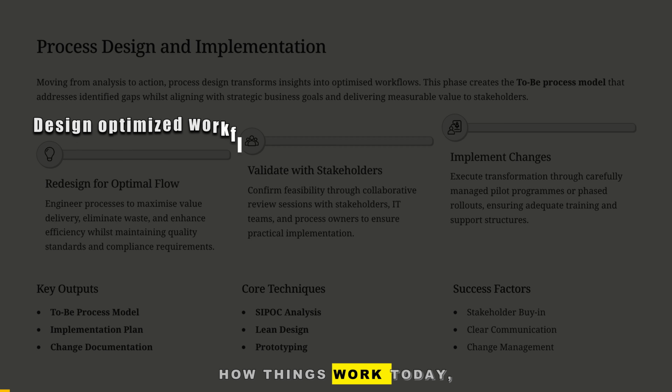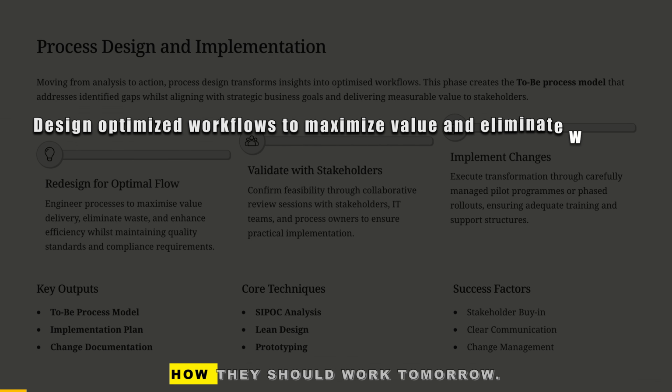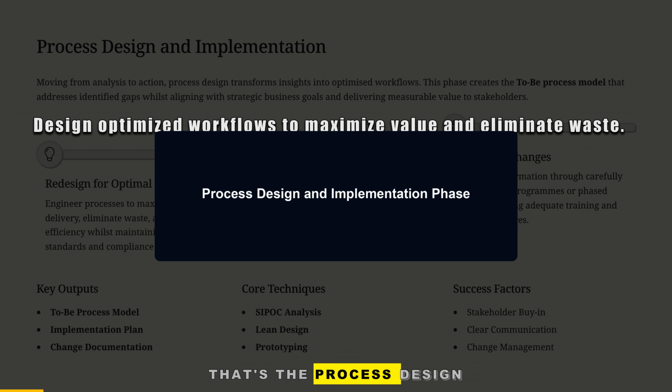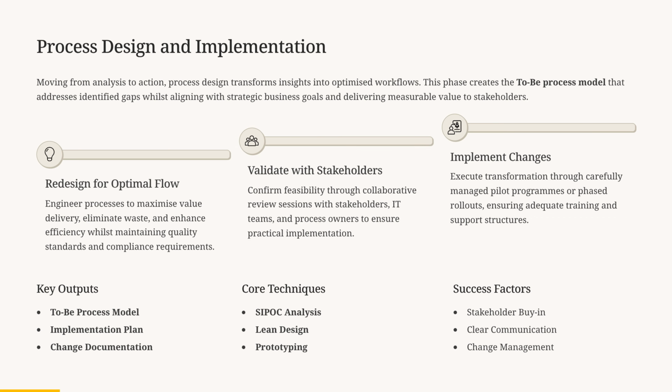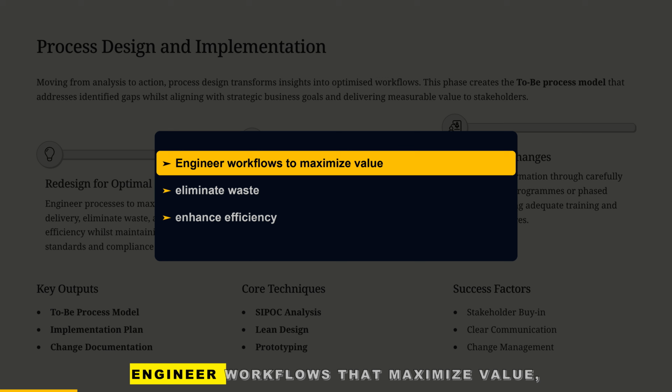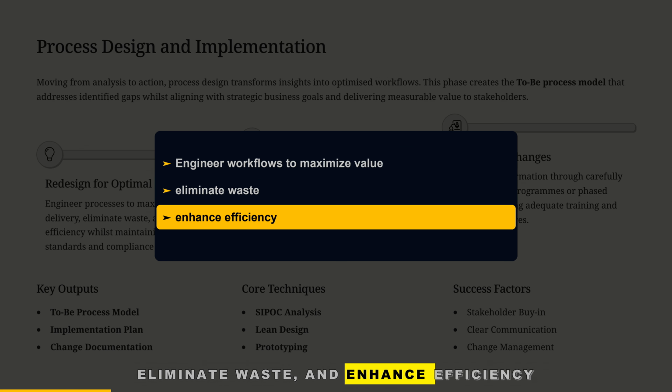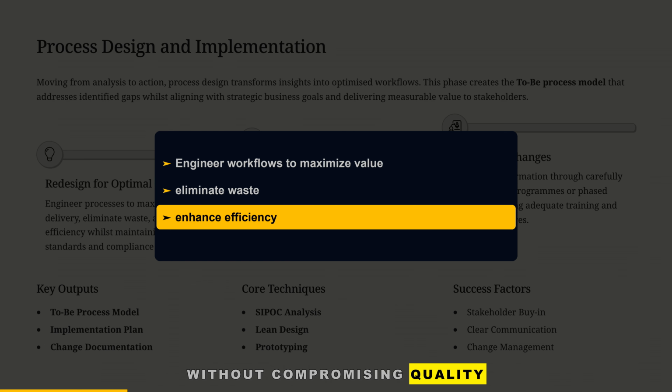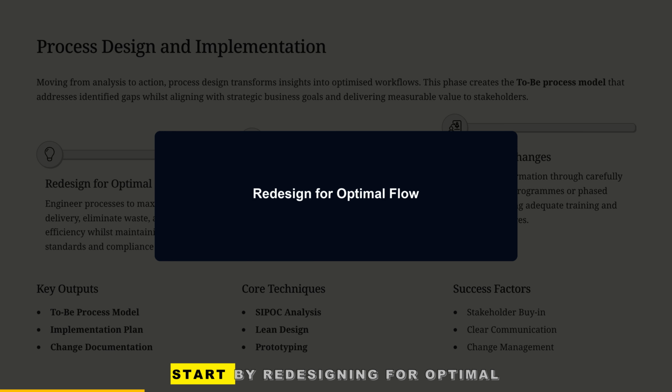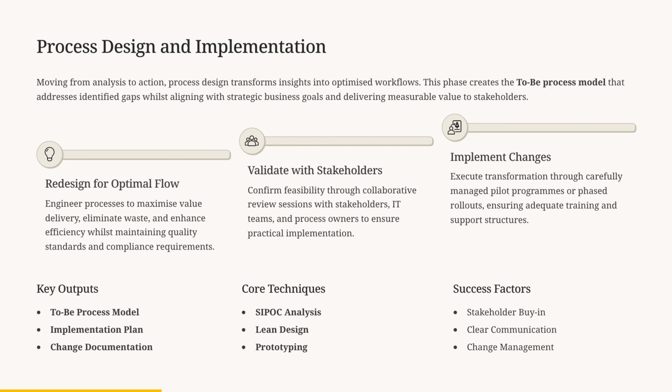Once you understand how things work today, it's time to design how they should work tomorrow. That's the process design and implementation phase. The goal here is simple: engineer workflows that maximize value, eliminate waste, and enhance efficiency without compromising quality or compliance. Start by redesigning for optimal flow. Ask yourself, Where can steps be simplified or automated? Where are people waiting unnecessarily? How can we make this process faster, clearer, and more customer-focused?